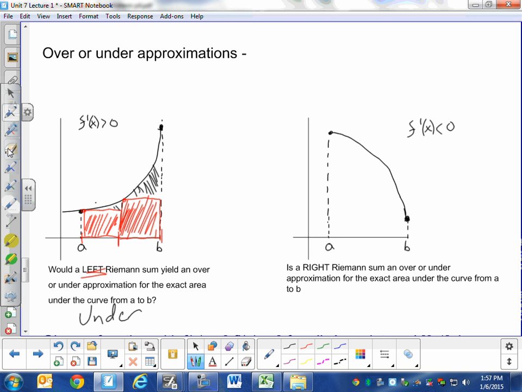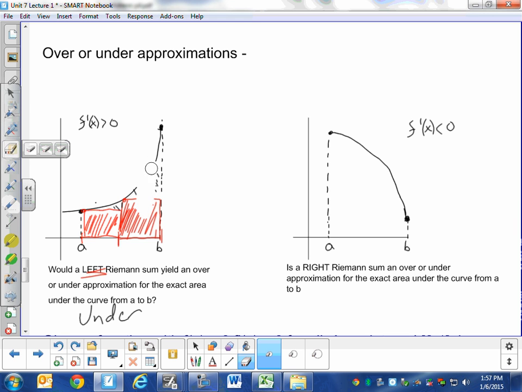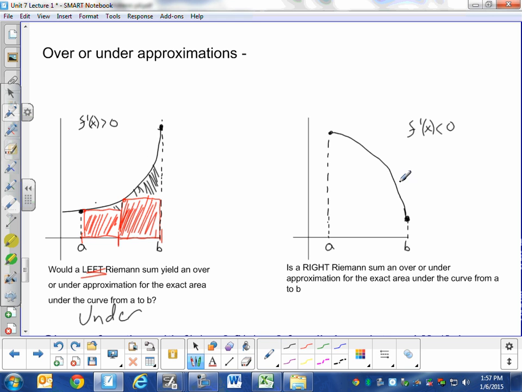Okay? Now, what if I asked you the same question, only we're now decreasing and we're talking about a right Riemann sum. Is a right Riemann sum over or under? Well, same deal. Split it up, maybe make two rectangles. Here's my first one's base, here's the second one. Here is the height, and here is this height. Well, same deal, this would also be under.